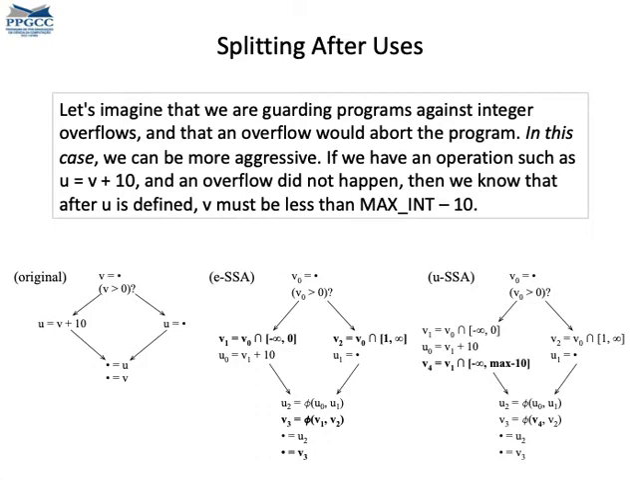For instance, if we have an operation such as u gets v plus 10 and an overflow did not happen at that point when the instruction ran, then we know that after u is defined, v must be less than maxint minus 10. Maxint is the maximum integer that we have. So we can split live range after the operation that didn't cause overflows and use an intersection to constrain further the live range of the new variable that's appearing.